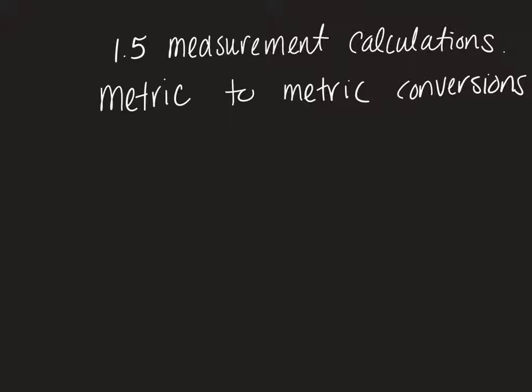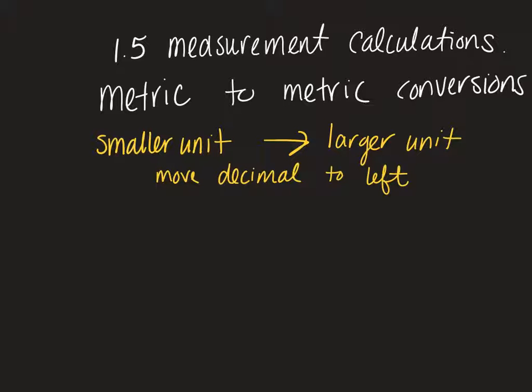Okay, so within the metric system, when you do conversions, you're just moving your decimal point based off of your exponent's powers of 10. So if you're going from a smaller unit to a larger one, you're going to move your decimal point to the left. So let's say, for example, we have 25 milligrams, right? But we want to convert that to kilograms.